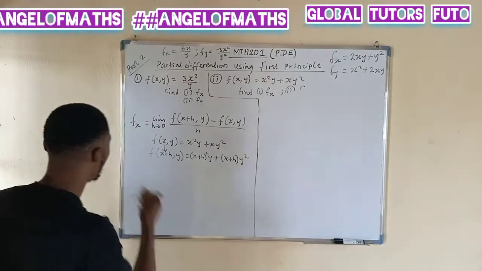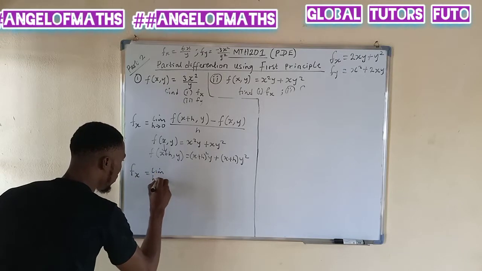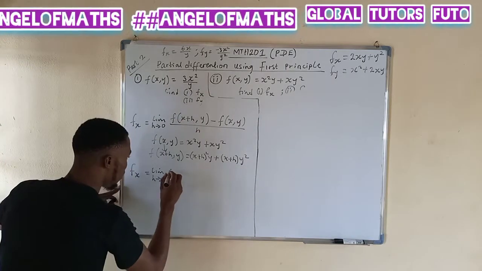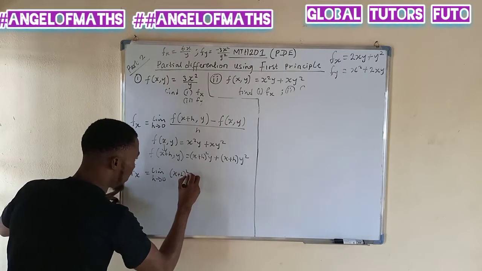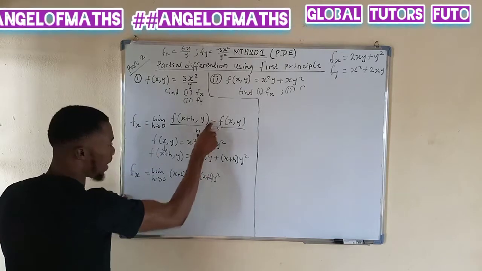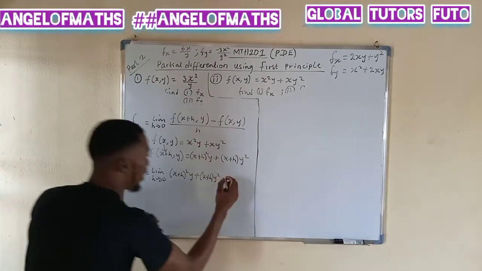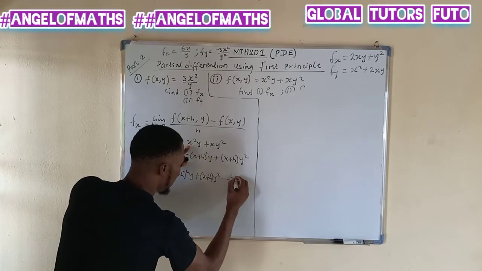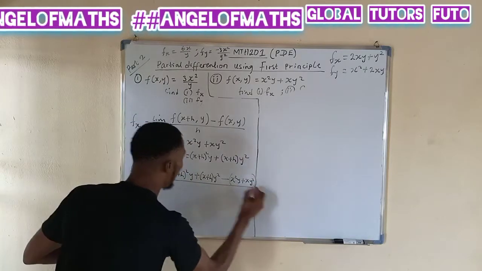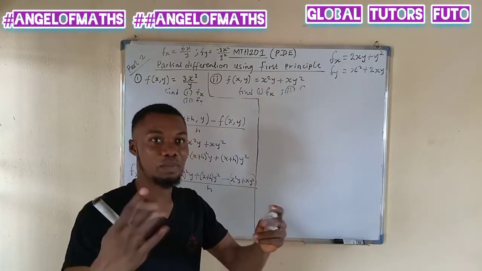Make your life beautiful. So now our f_x will be equal to the limit as h goes to 0. What is f of x plus h comma y? It is this. So what we have here is x plus h all squared times y plus x plus h times y squared, minus, what is f of x comma y? Our f of x comma y is the same thing as x squared y plus x y squared, everything over h. So let us simplify what we have.